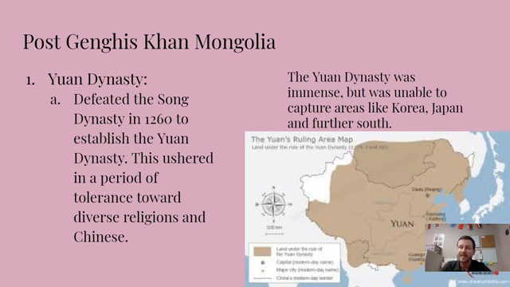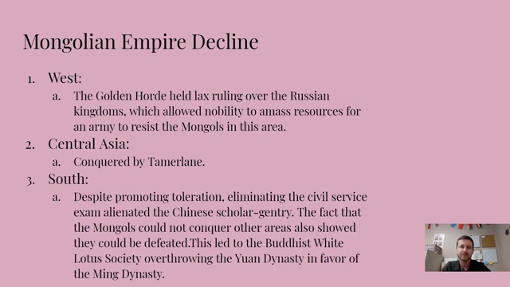But one key thing here is that the Yuan Dynasty was pretty big, but it was unable to capture various areas like Korea, Japan, and then further south. And what this shows, especially to the Chinese, is that the Mongols, which are kind of an offshoot of this Yuan dynasty, can be stopped and can be prevented.